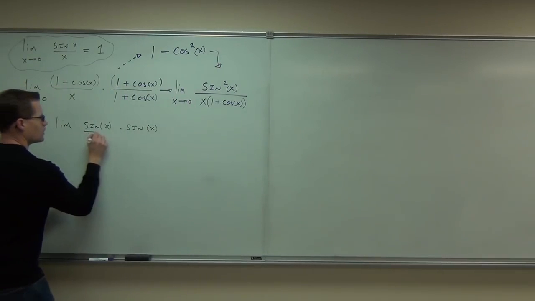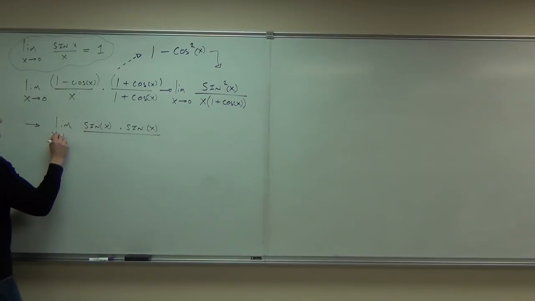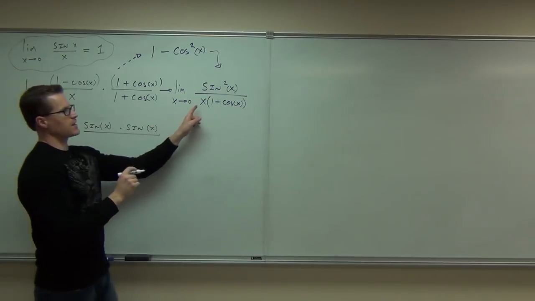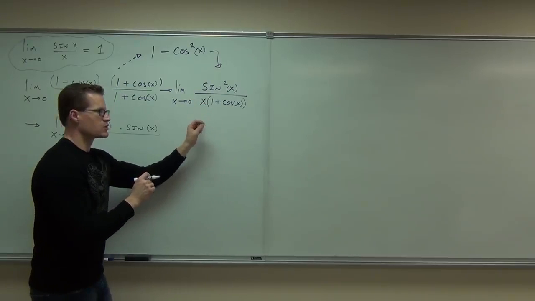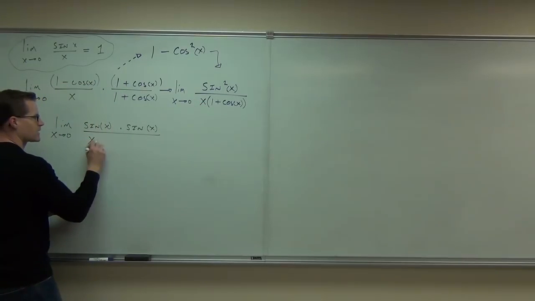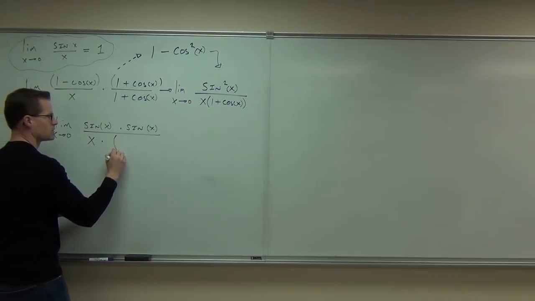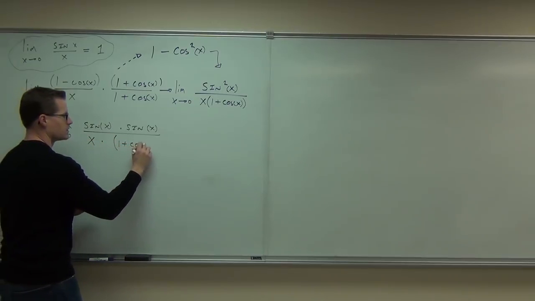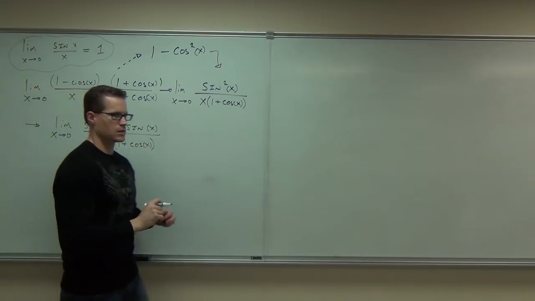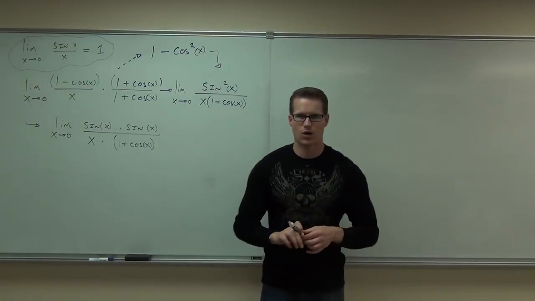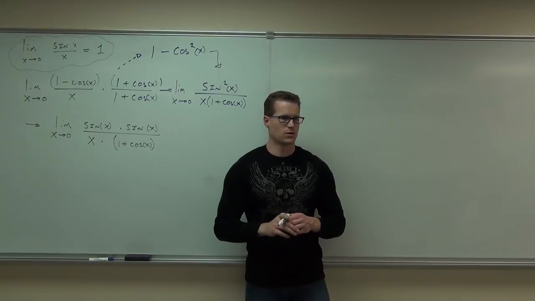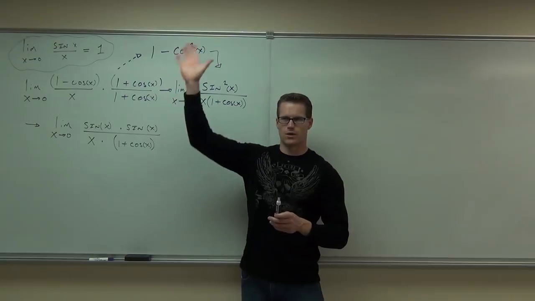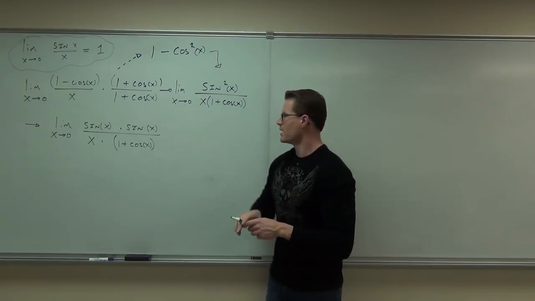Again, as x approaches 0. And then this thing, I'm not going to distribute that. I'm going to not distribute it for a very specific reason. Check this out. This is the same thing as x times 1 plus cosine x. So I haven't really changed that at all whatsoever. You still okay with this? You sure? Raise your hand if you're all right with that. Good, okay, basic algebra.